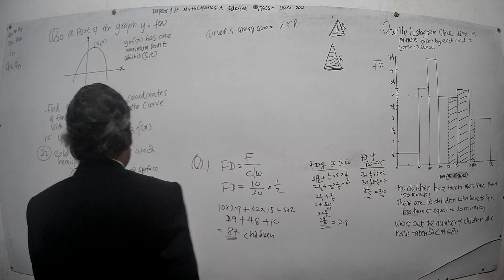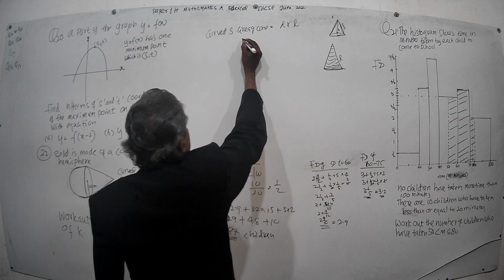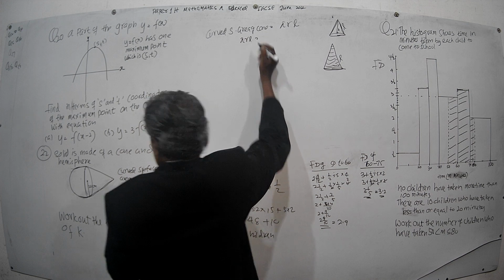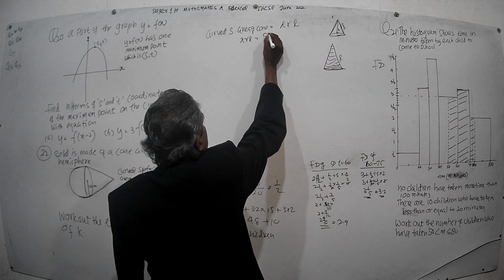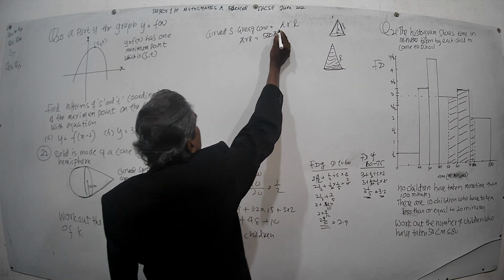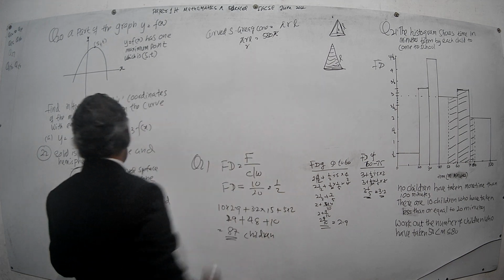Now we see they say the curved surface area of the cone is 580 pi. That means pi r l equals 580 pi. Now we can cancel the pi on both sides, dividing both sides. Then r, we know how much it is. Here they have given r as 20.